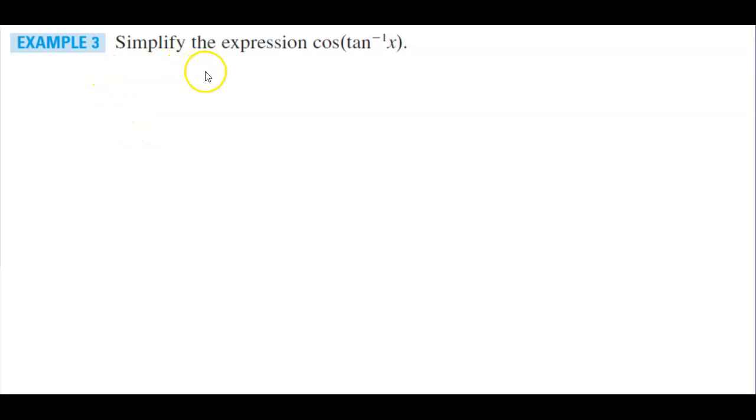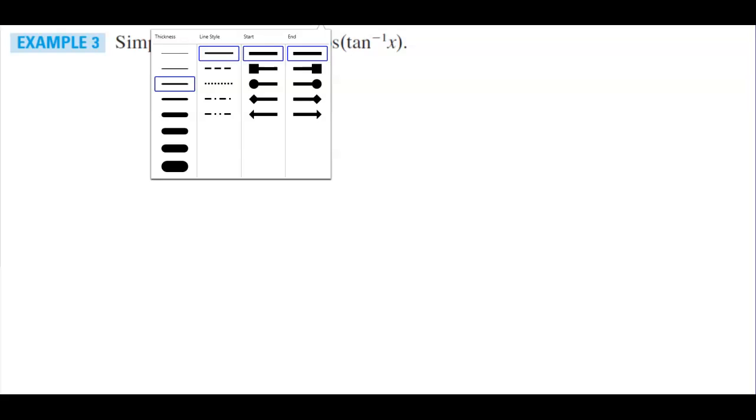Example 3. Simplify the expression cosine of the tangent inverse of x. Okay, so the first thing we want to do is evaluate what's inside the function. So the first part is we need to take a look at the tangent inverse of x. Okay, so this is the same thing as x over 1.